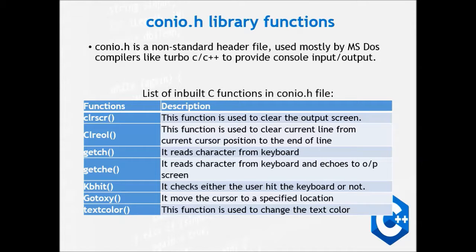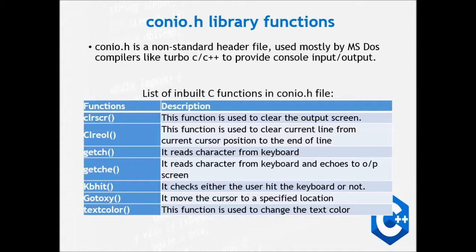The function is used to clear the contents of the screen. When this function is executed, the screen is cleared and the cursor moves to the start of the first line on the screen. clreol. The word clreol stands for clear end of line. The function is used to clear the current line from the current cursor position to the end of the line. The remaining text on the screen is not cleared.